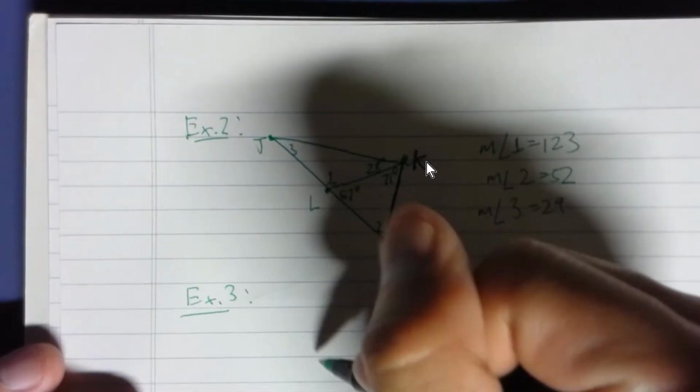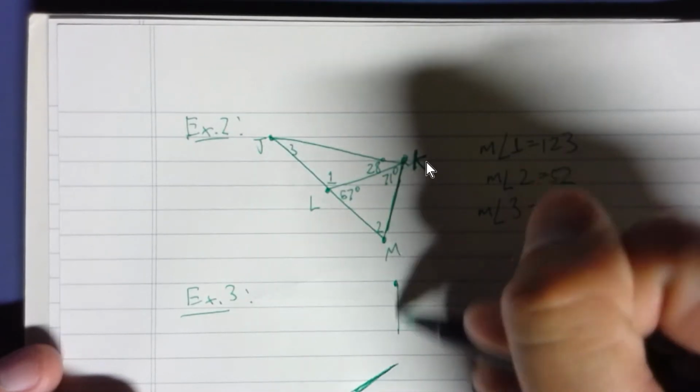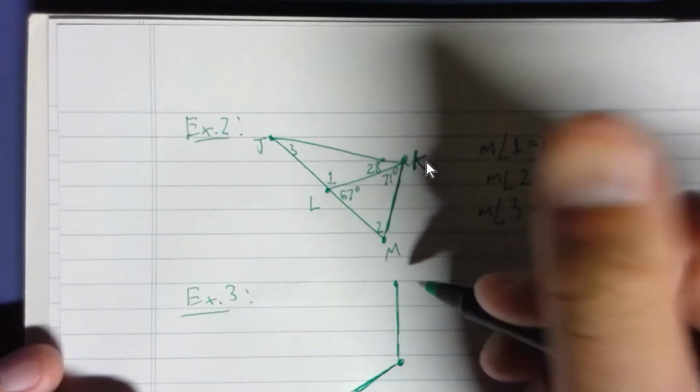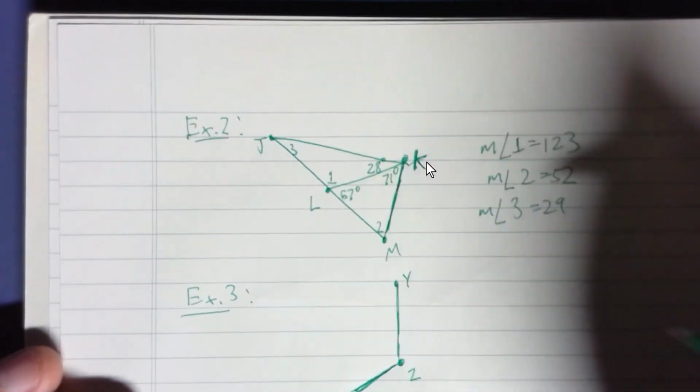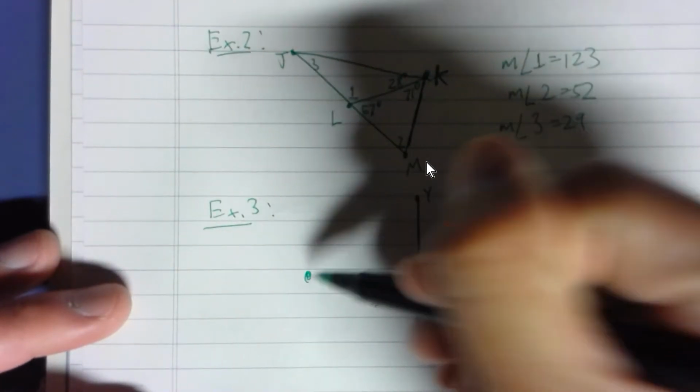Okay, so let's draw a straight line here. Let's draw a point here. Let's connect this point to this point. We're going to call that Y. We're going to call this point Z. And then we're going to put another point here called V.